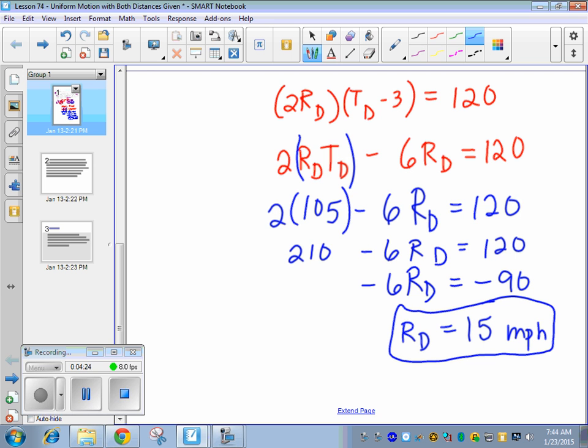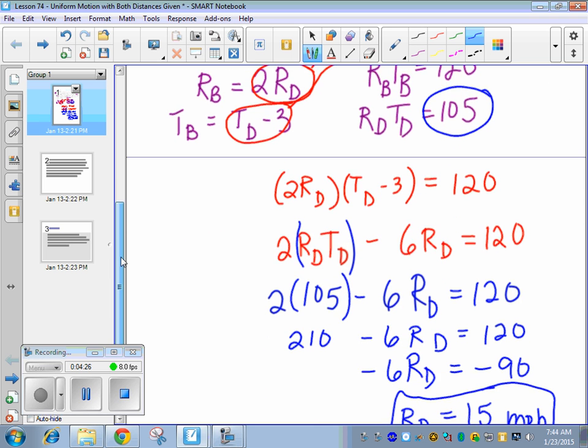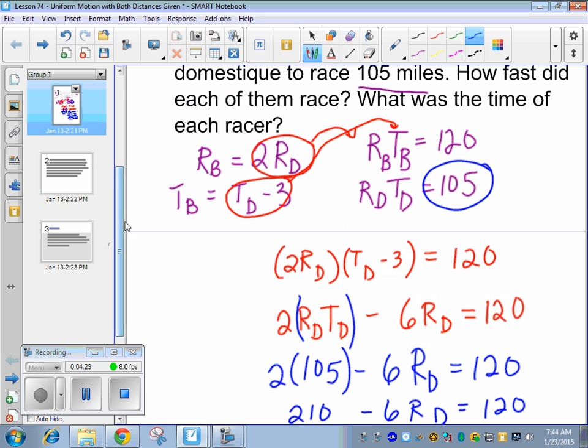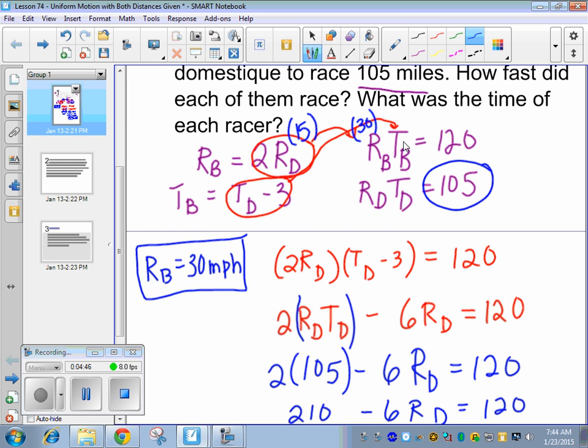Then we're going to go back and plug everything in, or find all our other variables. So if RD was going 15, then the rate of Bernard would be what? All right, so rate Bernard is 30 miles per hour because he's going twice as fast. And if I plug in 30 to this formula here, we can find the time. What's 120 divided by 30? Okay, so the time of Bernard is 4 hours. And if we plug the 4 in here, we can find the time of the domestique by adding 3. So that gives me 7 hours.